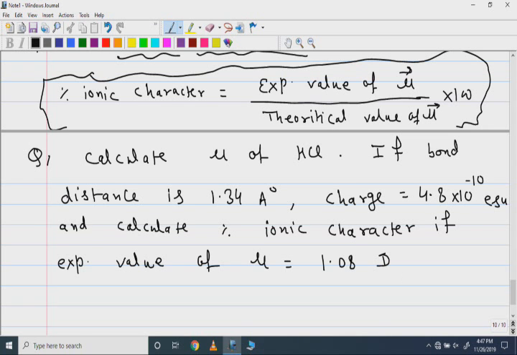Guys, read the question very carefully. You can check out the units of the charge. Both units should be the same, either in electrostatic unit and centimeter, or both should be in Debye. So just give an attempt. After that, I'll discuss with you. Open up your mind and crack this question.